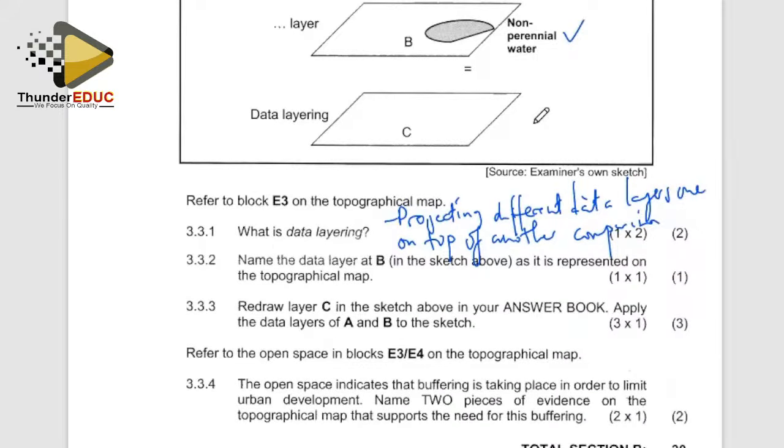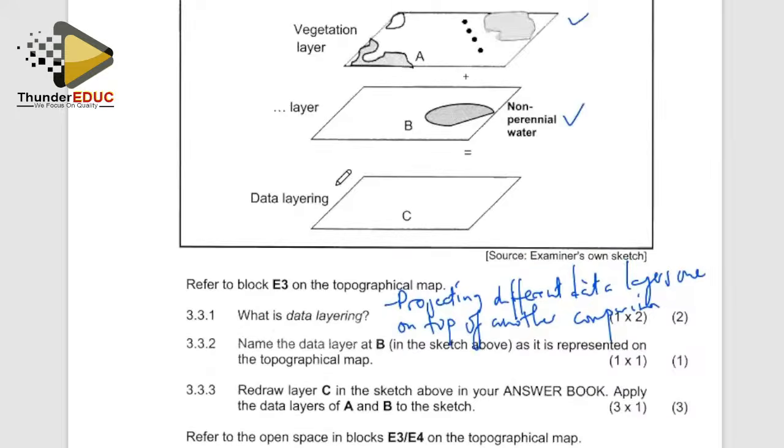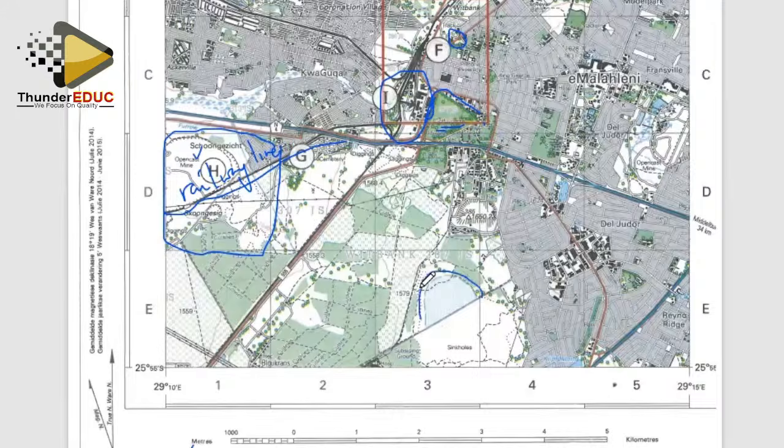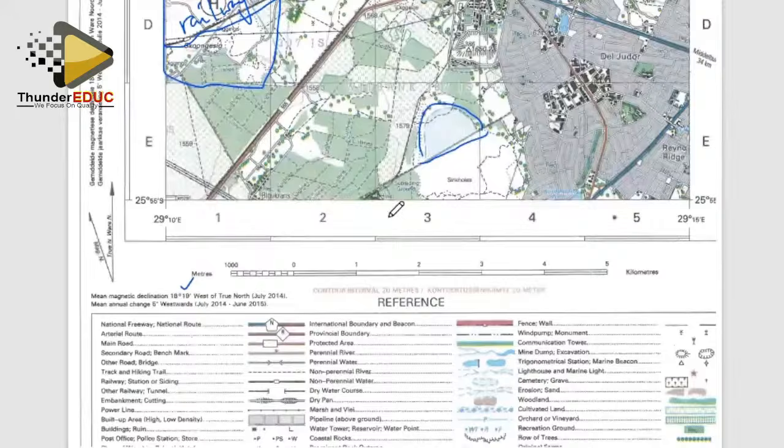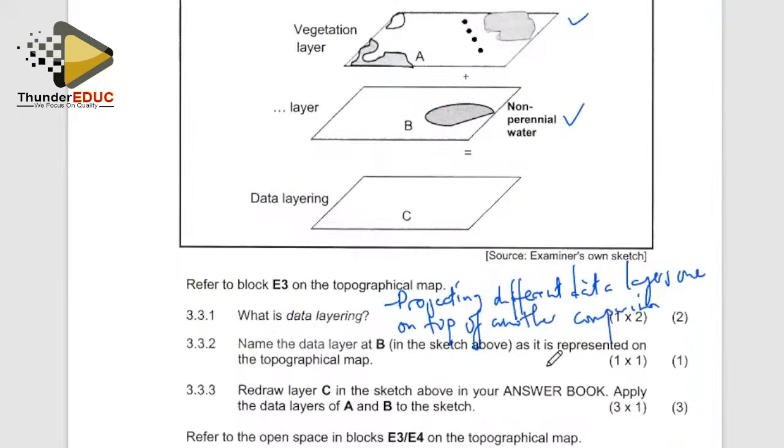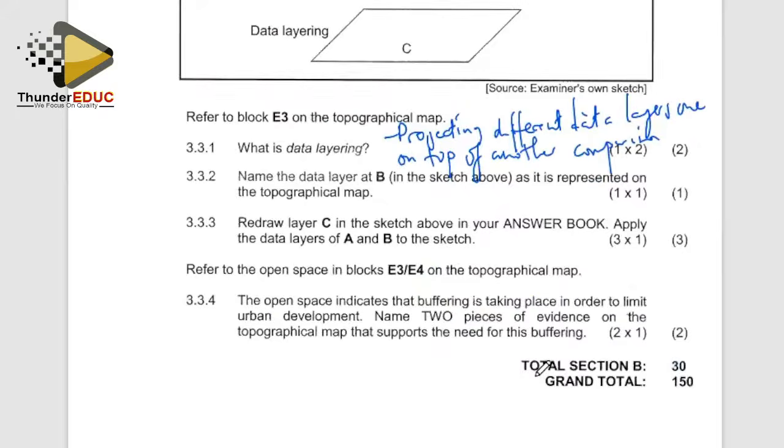Name the data layer B in the sketch above as it is represented on the topographical map. Data layer B, we are told that it has non-perennial water. Even if we are to check here on the topographic map, we have this non-perennial water here. What layer does it fall under, a non-perennial water? Non-perennial water, for one obvious reason, is a drainage layer.